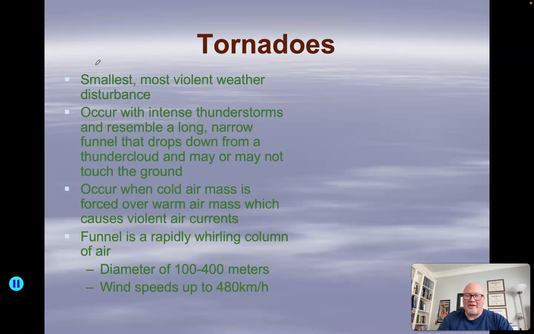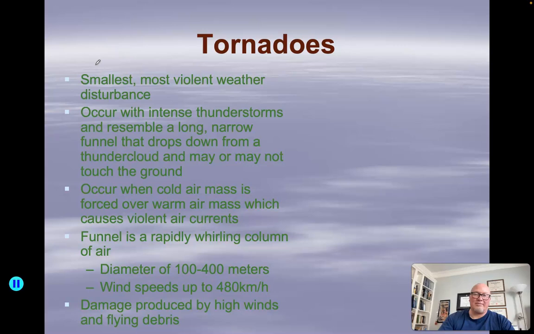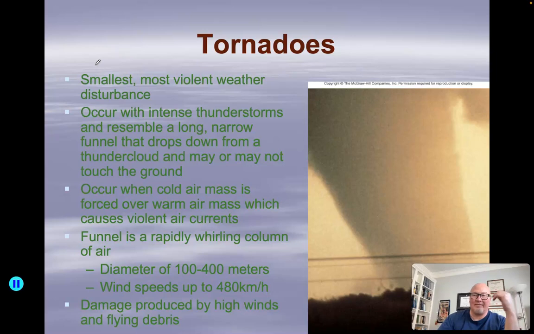So we could have tornadoes that are 100 meters to 400 meters in diameter, and they could have wind speeds up to over 480 kilometers per hour. Most of the damage that comes from a tornado is going to be produced by stuff that is flying in these high winds. So here's an image of a tornado, and this is a massive tornado.